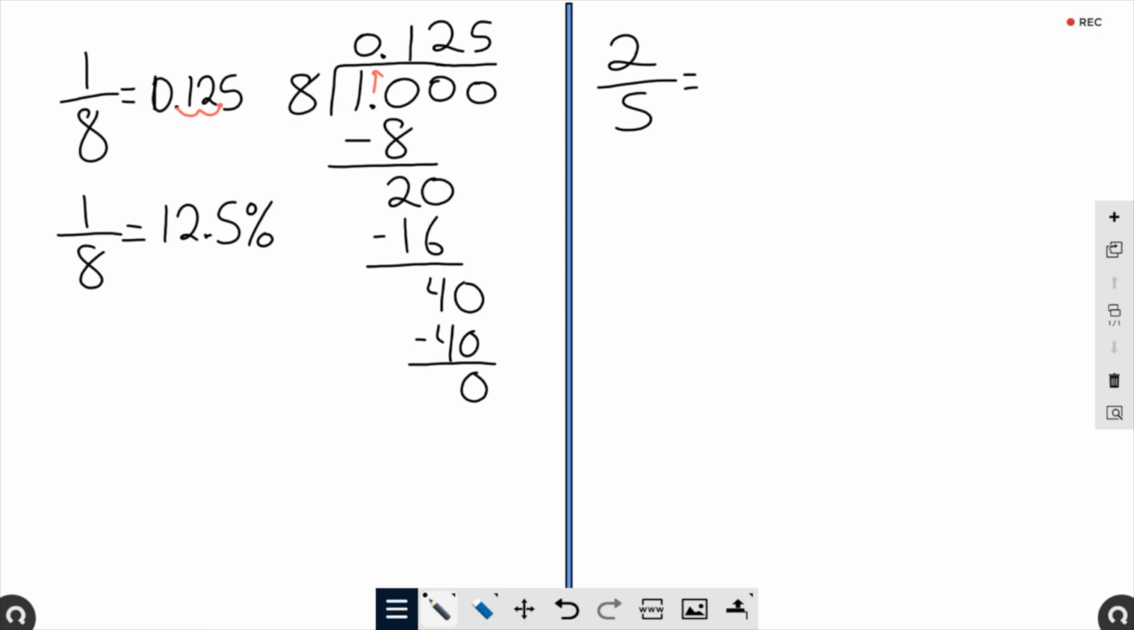Now, I have 2/5. I'm going to show you a different way of changing this fraction to a percent. A percent is out of 100. So when my denominator is 100, my numerator is automatically the percent. So I could create an equivalent fraction to make this 2/5 have a denominator equaling 100. I do this by multiplying the 5 by 20.